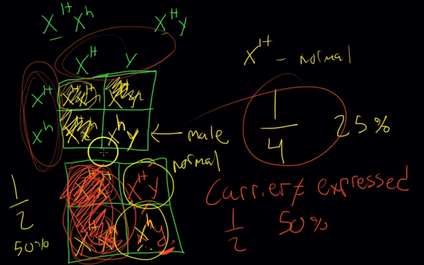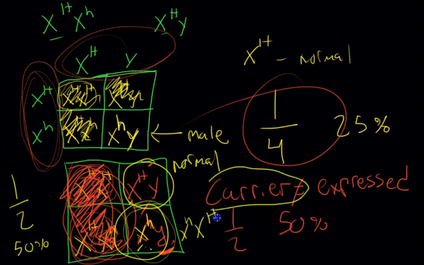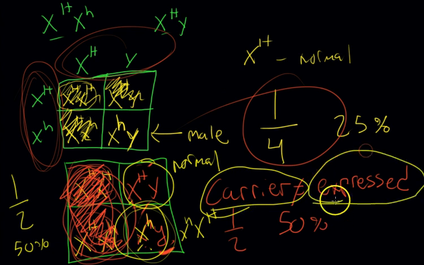If this offspring were to be a female with X lowercase h, X uppercase H, they would be a carrier, but that wouldn't be expressed because this X covers up this X.